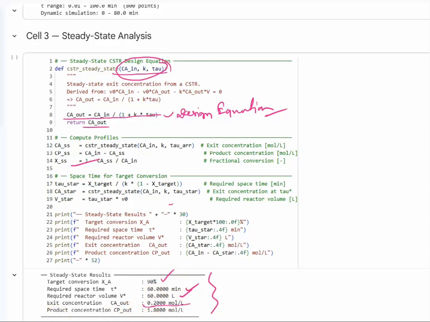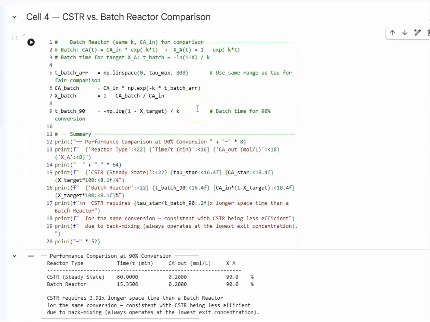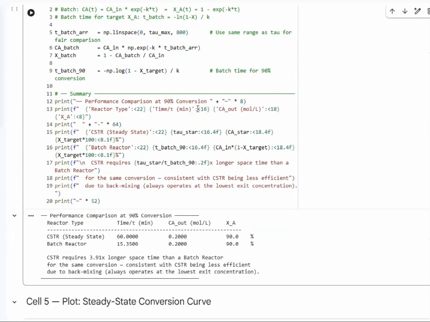Let's jump straight to cell 4, the head-to-head comparison with the batch reactor. The batch reactor formula is simple. The time needed is negative natural log of 1 minus Xa, divided by k. For 90% conversion, that gives us about 15.35 minutes. Now look at the comparison table in the output. The CSTR needs 60 minutes of space time. The batch reactor needs only 15.35 minutes. The CSTR requires almost 4 times as long, a ratio of 3.91.